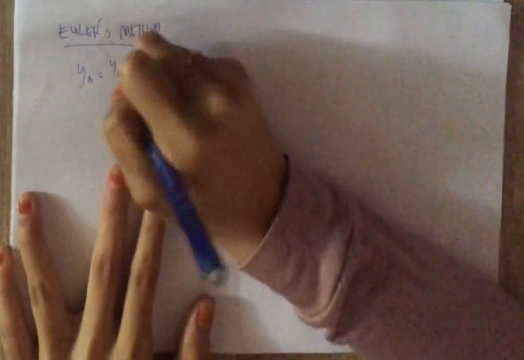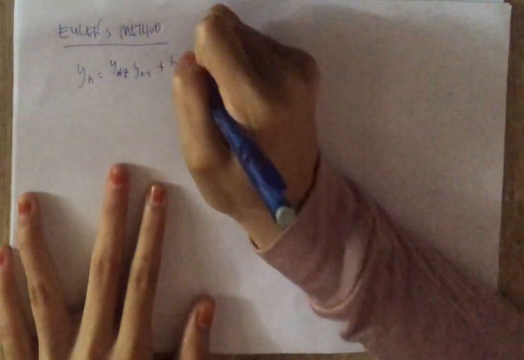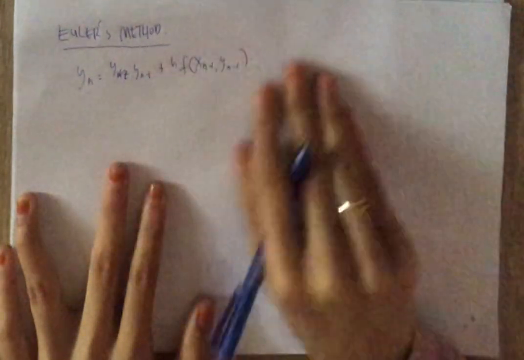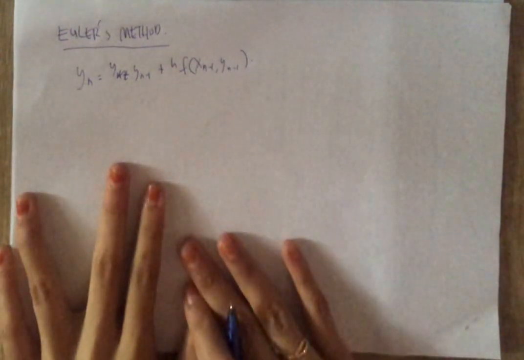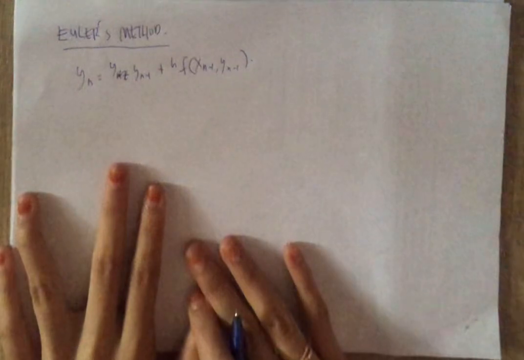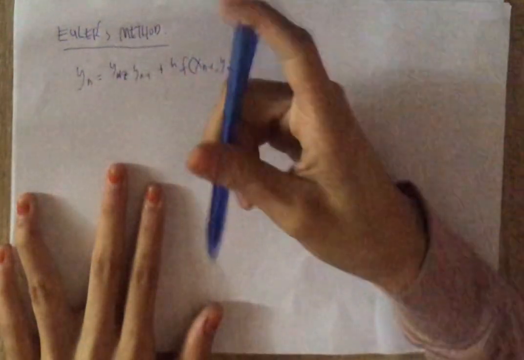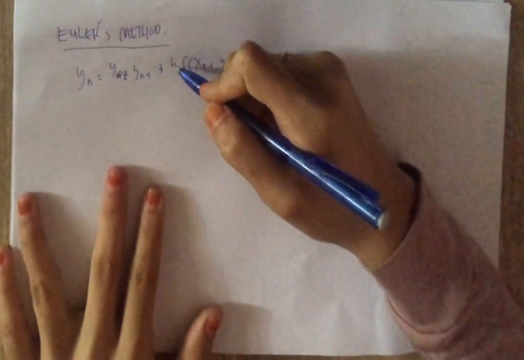So Euler's method, I write down first the formula that we will use here: y_n equals y_{n-1} plus h f(x_{n-1}, y_{n-1}). If you're not clear about what I write here, you may find it in your slides. Here y is y, n represents the iteration: y1, y2, y3 and so on. And h is the step size.